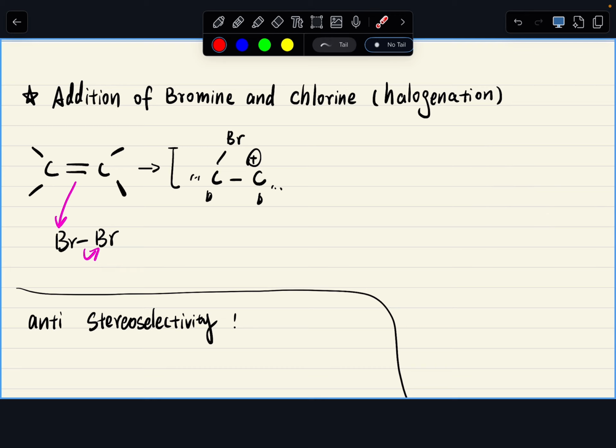But in this case, because bromine itself has lots of electrons, we can easily draw resonance structures of this intermediate. So what does that look like? Well, you can think about my bromine as forming a bond on the other carbocation. Or alternatively, you could have a positive charge on your bromine.